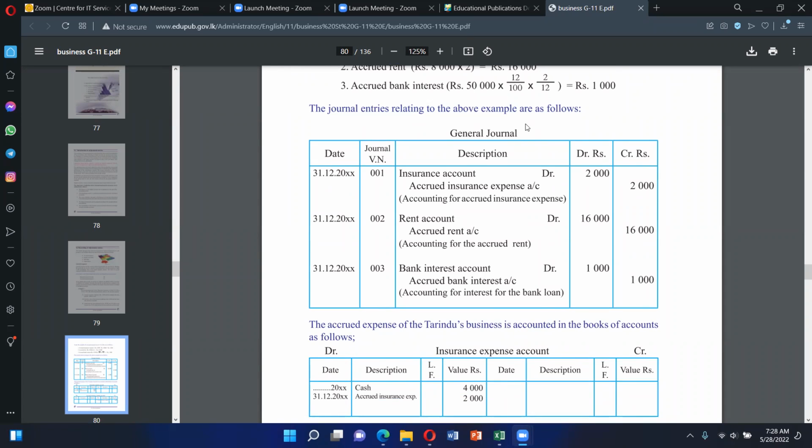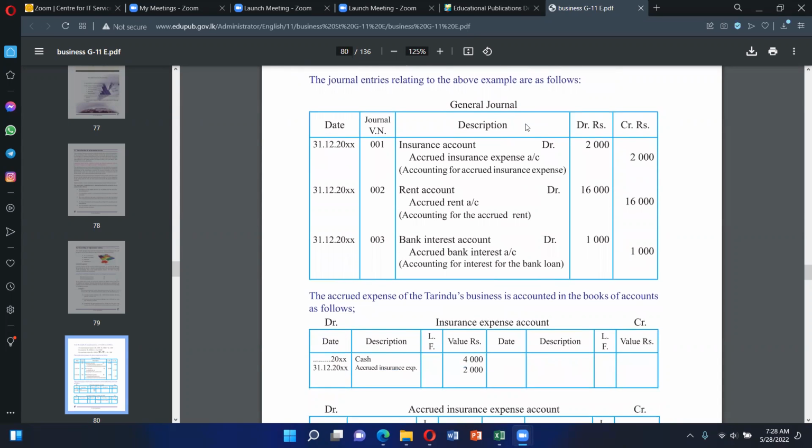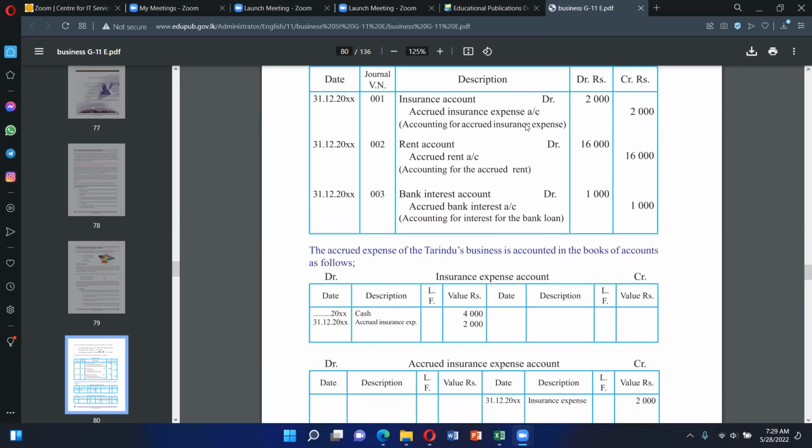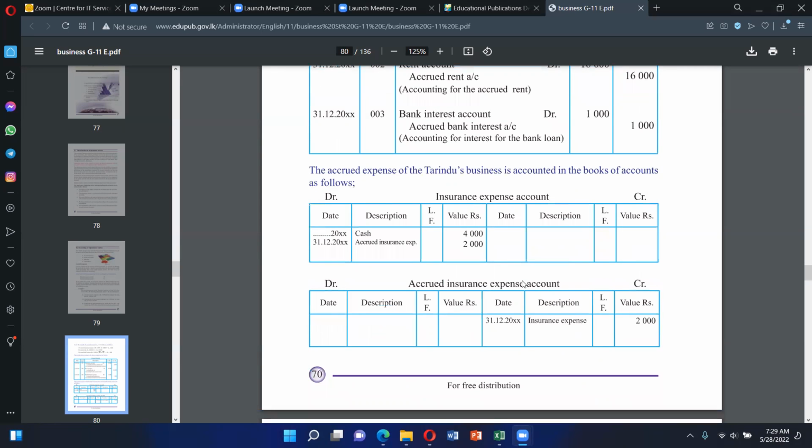And now you go to the T accounts. Get the logic of how you pass the journal entry and how you link to the profit or loss statement. So in the insurance expense account, cash paid is 4,000 and the outstanding amount is 2,000. Cash is debit 4,000, the amount you paid in cash, and the unpaid amount of 2,000 is credited to accrued insurance expense. Corresponding entry here.